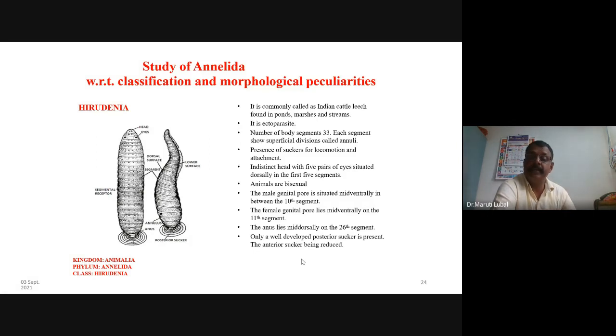Indistinct head with 5 pairs of eyes situated dorsally in the first 5 segments. Animals are bisexual. The male genital pore is situated mid-ventrally between the 10th segment. The female genital pore lies mid-ventrally on the 11th segment. The anus of the leech, or Hirudinaria, lies mid-dorsally on the 26th segment. Only a well-developed posterior sucker is present. The anterior sucker is reduced or nearly absent.